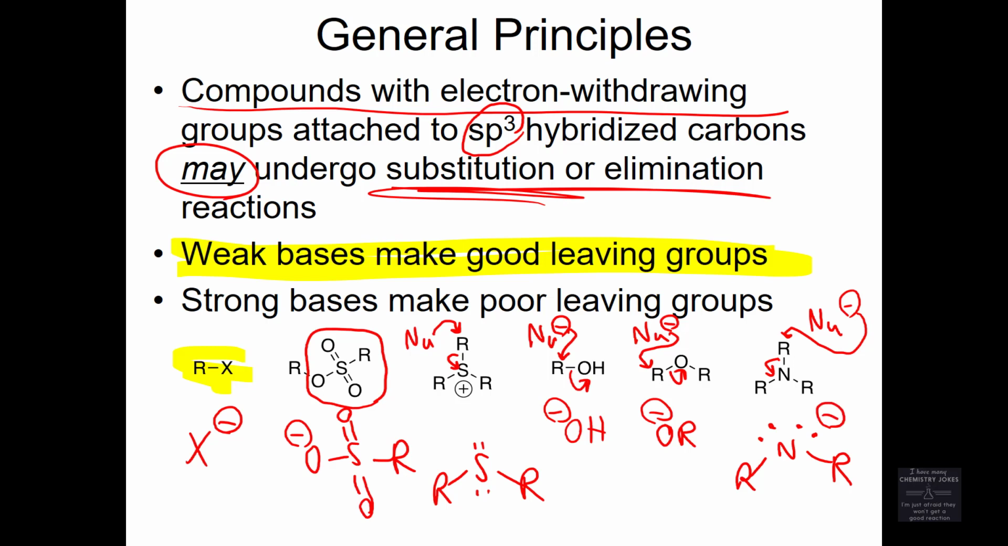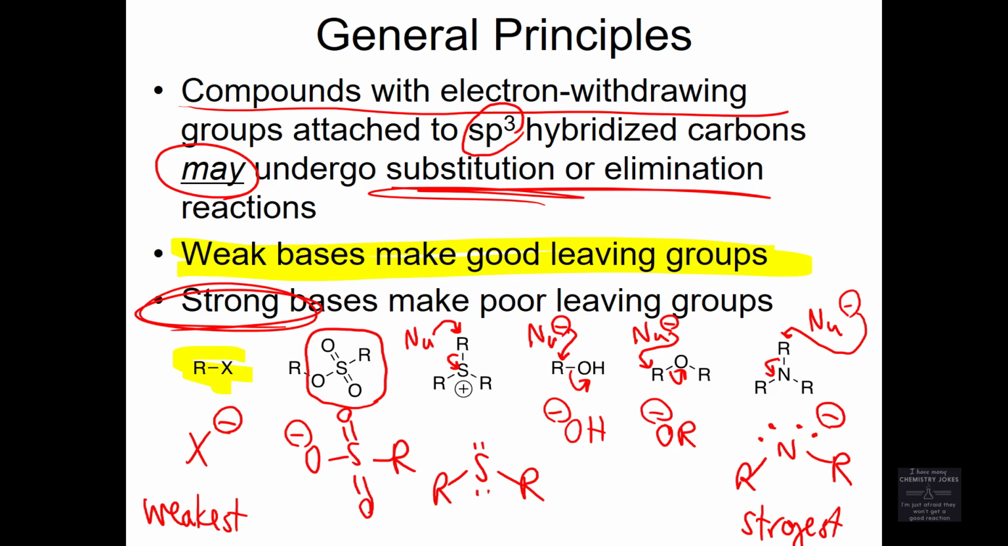If we look at all these potential leaving groups down here, this is the weakest base, and this is the strongest base. So these are actually ranked in order from weakest base to strongest base. Strong bases are bad leaving groups, as in this thing over here, not a good leaving group whatsoever. Neither is this nor that. These last three, the leaving group is too strong of a base to be a good leaving group. But the first three, those are pretty good leaving groups.